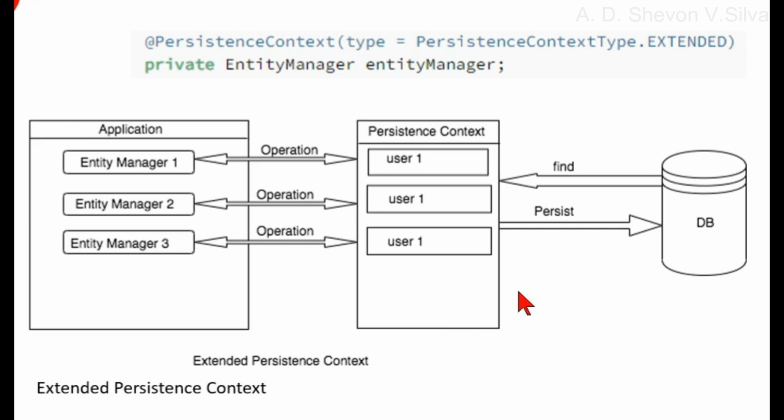To tell entity manager to use extended scope persistent context, we need to apply the type attribute of persistent context, like here.